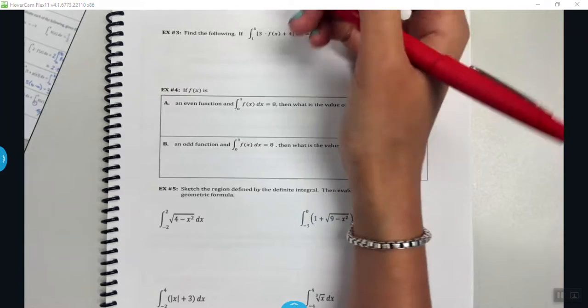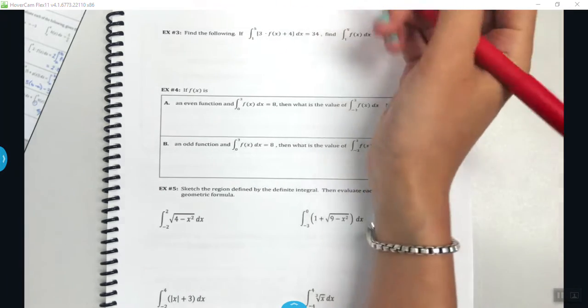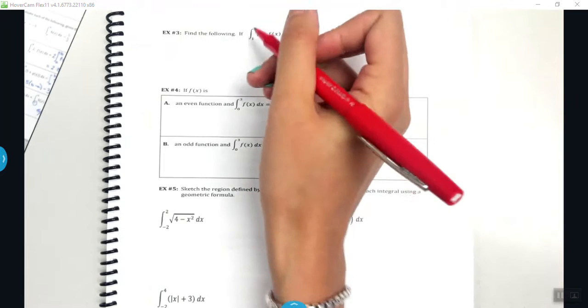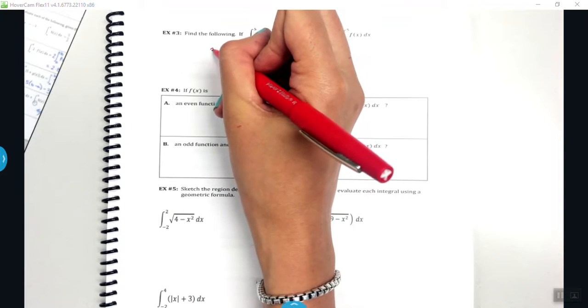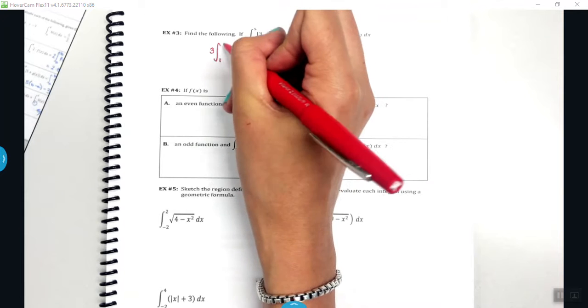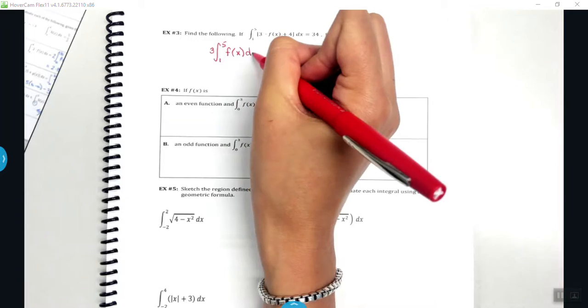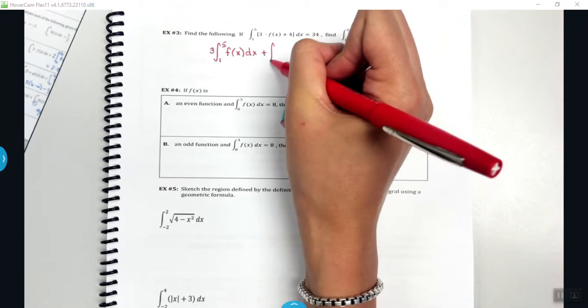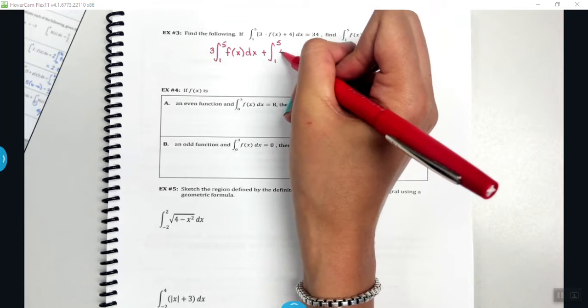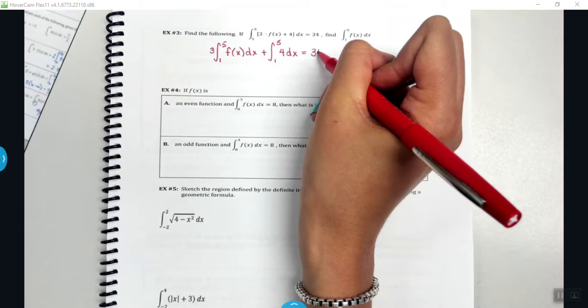Find the following. The integral from 1 to 5 of 3 times f of x plus 4 equals 34. So let's use our properties. We can move the 3 outside of the integral, but only with the f of x, because the 3 is only multiplied by the f of x. And then we have plus the integral from 1 to 5 of 4 dx equals 34.